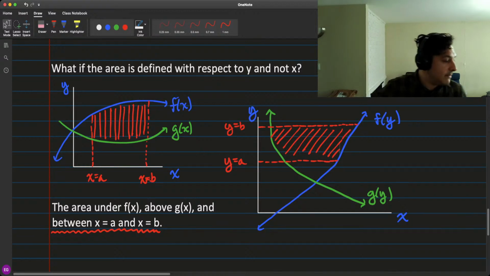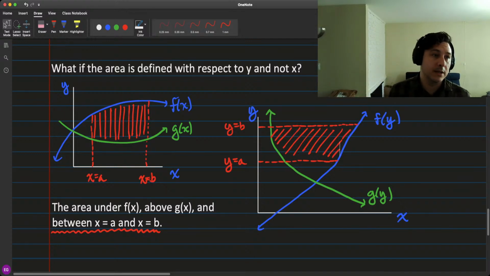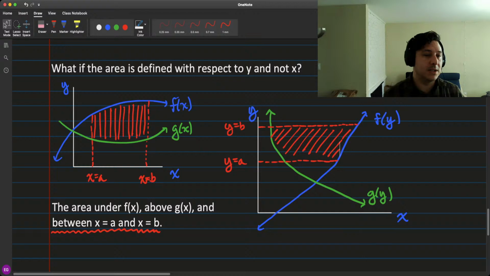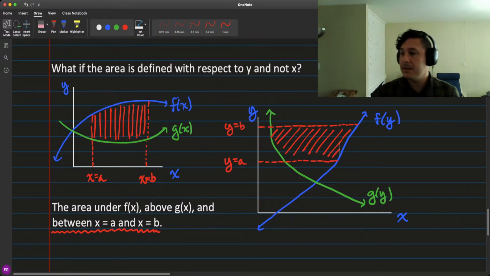So when we're talking about regions defined by y, this is what we're talking about. Y is the independent variable. Your bounds are going to be determined by y values. Making sense so far?